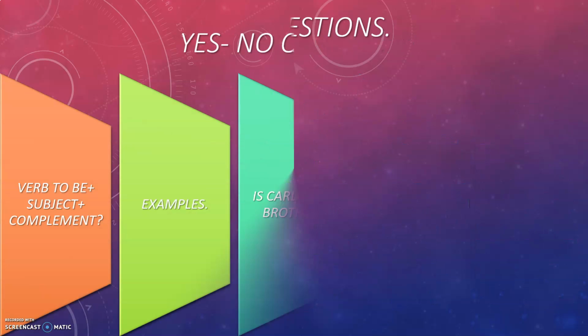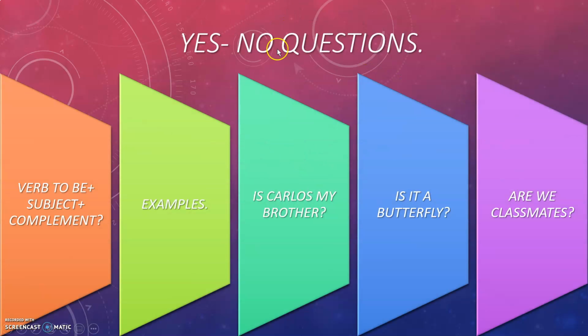Before we go to those questions, it is important to say that yes or no questions are called like this because, for example, if someone asks this question, is Carlos my brother? Oh, yes, he is. Or no, he is not. As you can see, guys, the answers are, let's say, short. I mean, the answer must be yes or no. We don't need more information.